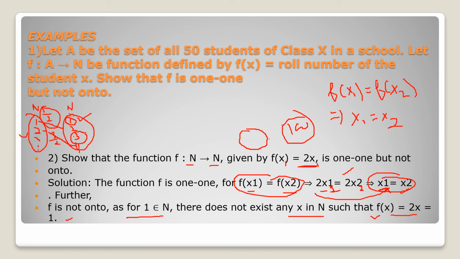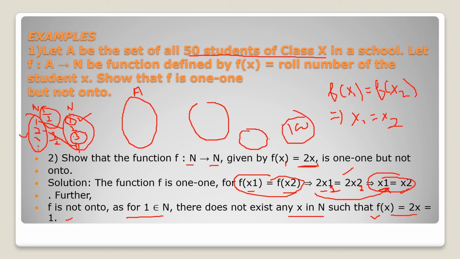Let us go to the next slide. Now let us see some example. Let A be the set of all roll numbers of 50 students of class X in a school. So what is the set? Set is 50 students of class X. Let f be a function from A to N. What is A? A is the set of 50 students of class X. So we have defined a function from the set of 50 students to N.